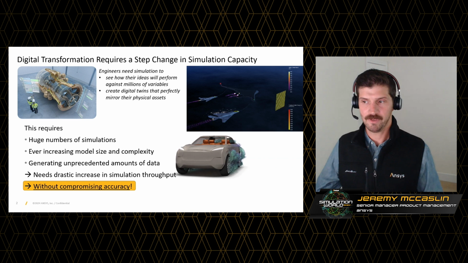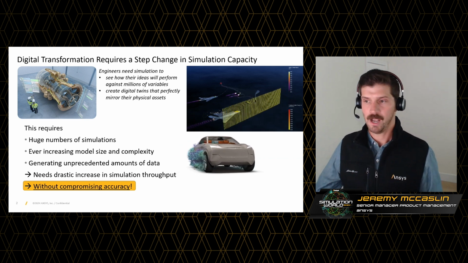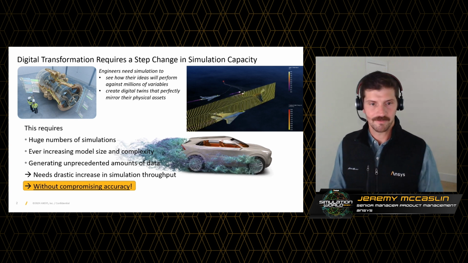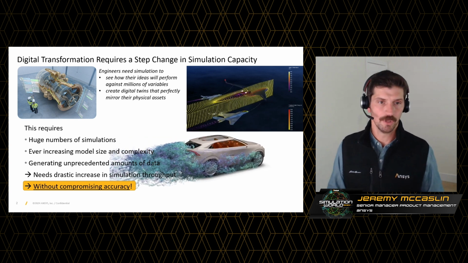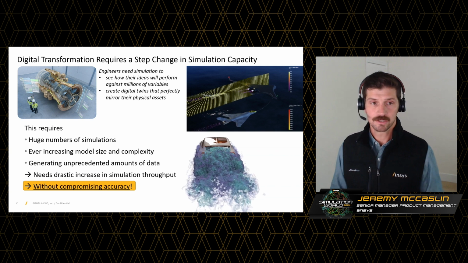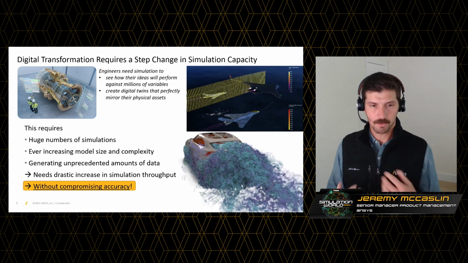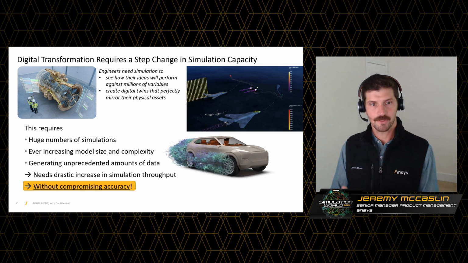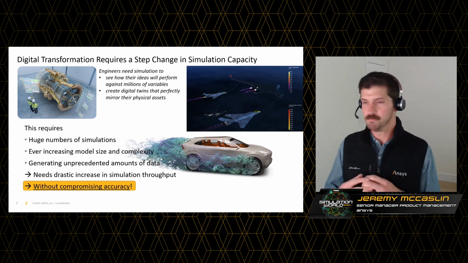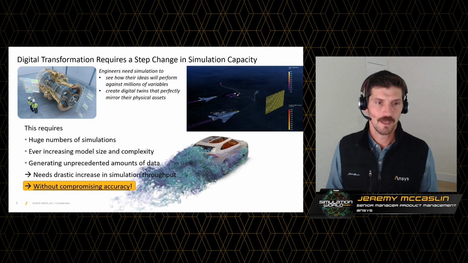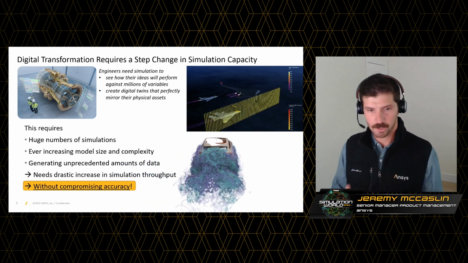So before I dive into the details, I want to try to motivate this for you a little bit. I believe that digital transformation really does require a step change in simulation capacity. Our customers rely on and need simulation to understand and to test how their ideas will perform against millions of variables, right? They want to be able to create digital twins that perfectly mirror physical assets, right?